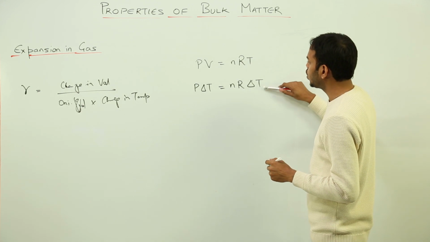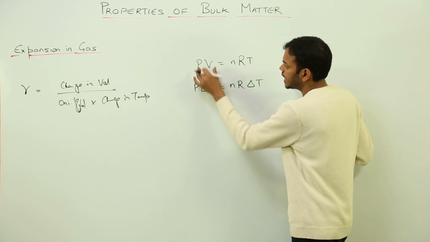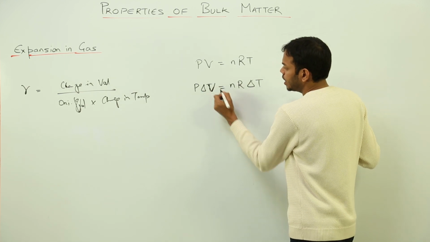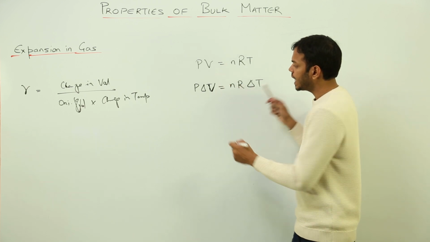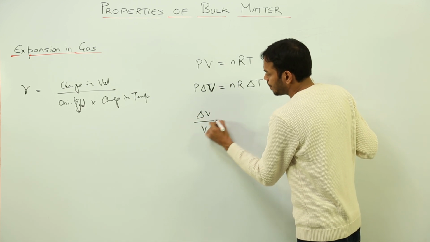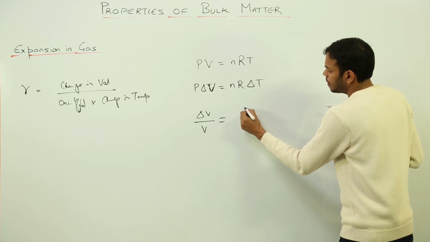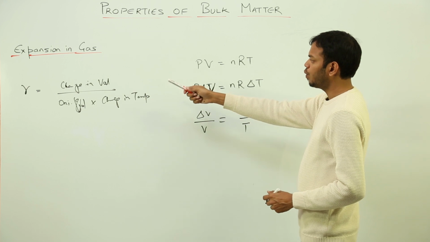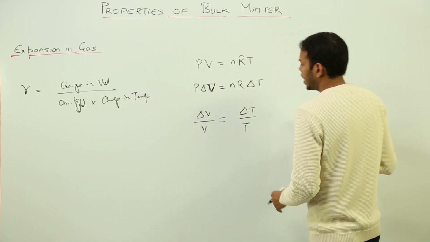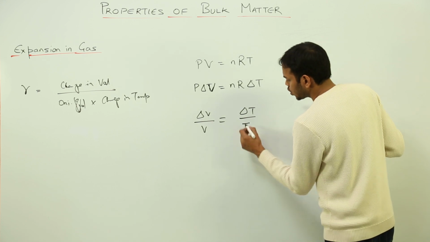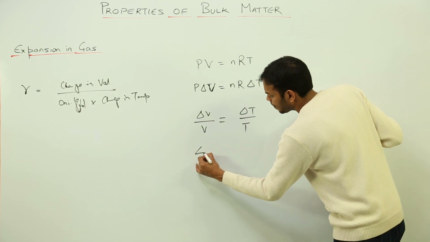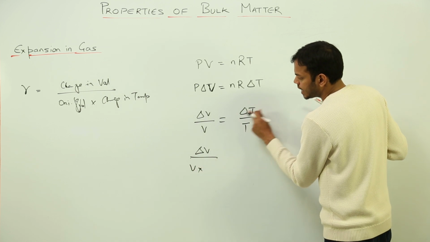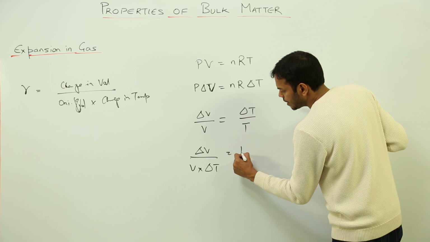If I divide equation 2 by 1, I'll get P delta V upon PV, where PV is equal to constant. So P will cancel out, and I'll be left with delta V upon V. This is equal to, nR will cancel out, delta T over T, right? So what do we want? Change in volume upon original volume into change in temperature. So just leaving 1 upon T here, I'll get 1 upon delta V upon V times delta T, bringing this delta T to the denominator side. This gives me 1 upon T.